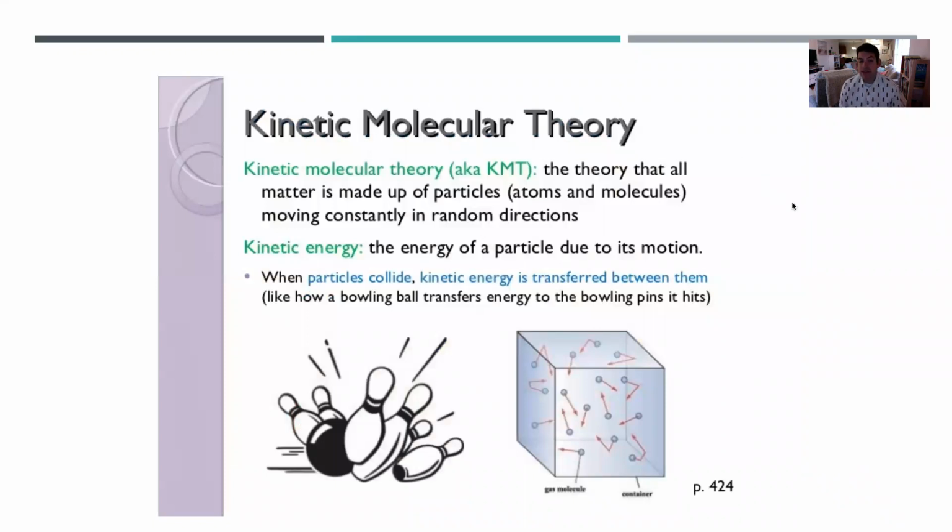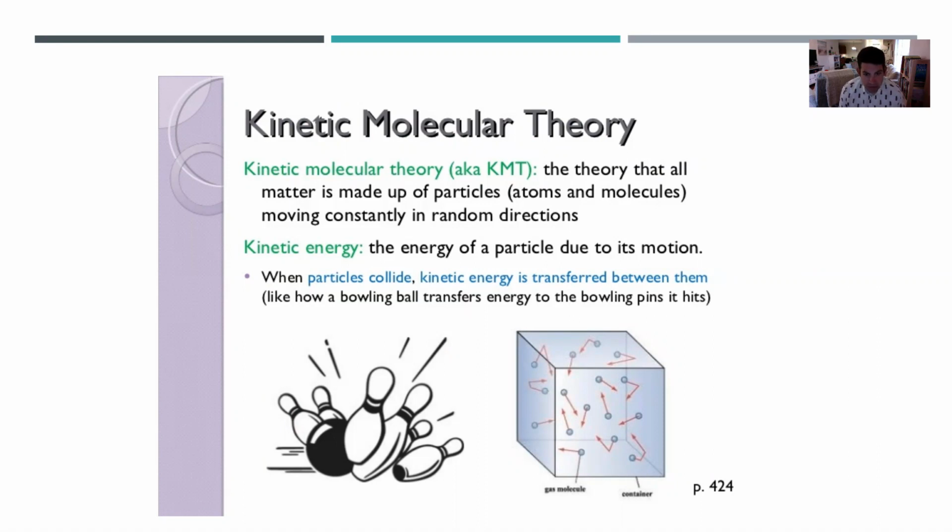All right, so the kinetic molecular theory, it's the theory that all matter is made up of particles, atoms and molecules, moving constantly in random directions. All of those particles, all of those atoms and all of those molecules, they have kinetic energy. All right, kinetic energy, it's a topic in physics. The formula, which you do not need to know, kinetic energy equals 1/2 mass times velocity squared.